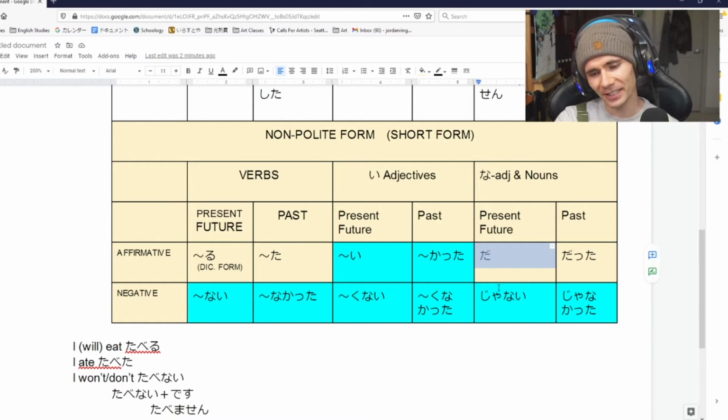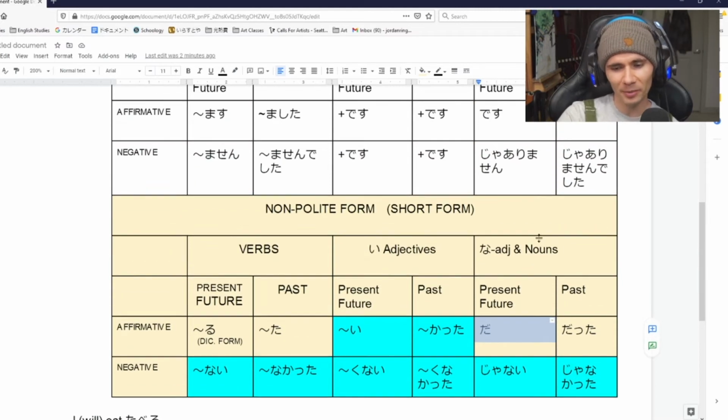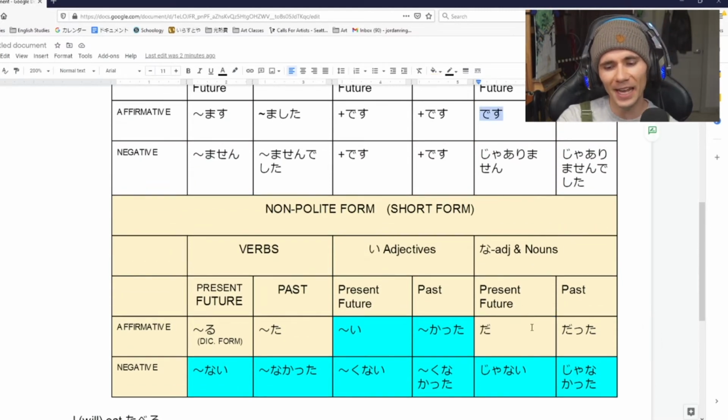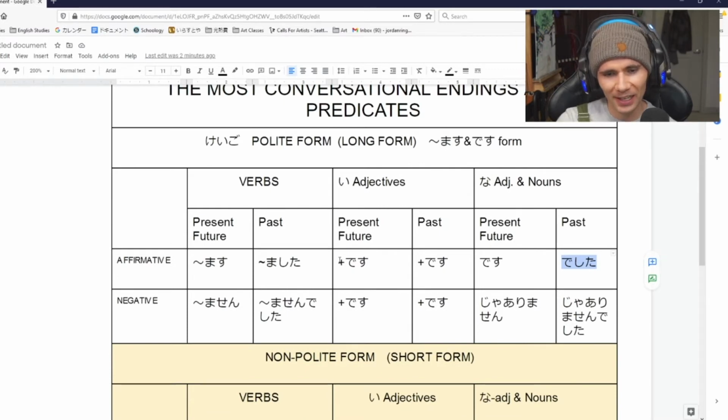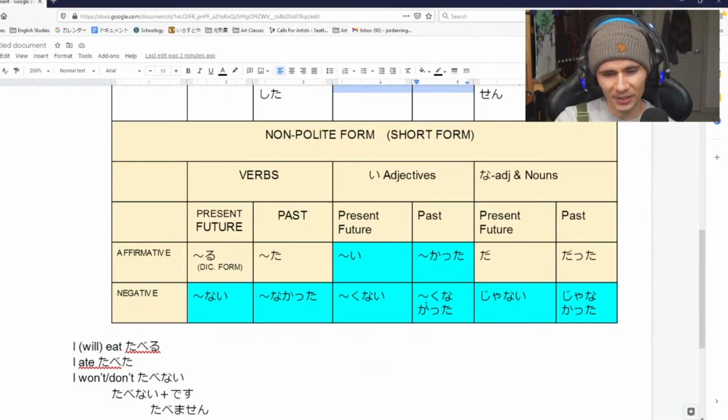Like for nouns and not adjectives, right? You can say someone is handsome by saying handsome da. And if you want to say that a little bit politer, you use desu, handsome desu. But you don't add desu to da. You wouldn't say handsome da desu. And you wouldn't add desu after the past tense of that either. So you wouldn't do handsome datta desu. You say handsome deshita. And that's why, here in the long form, when it comes to i adjectives, I just add desu on everything, because that brings it up a step in politeness.